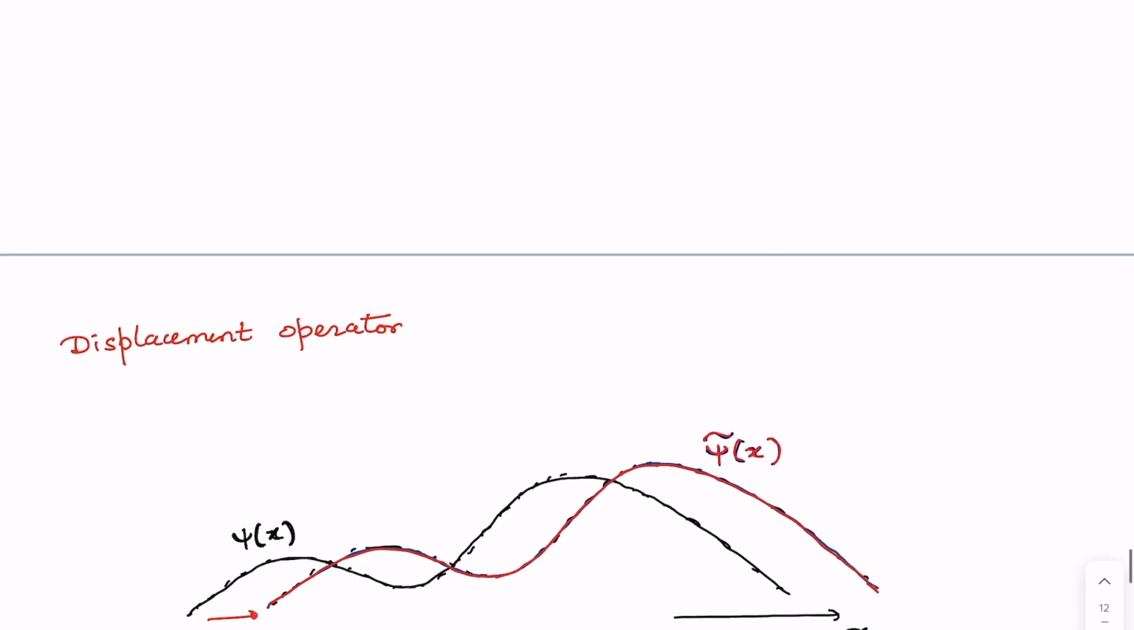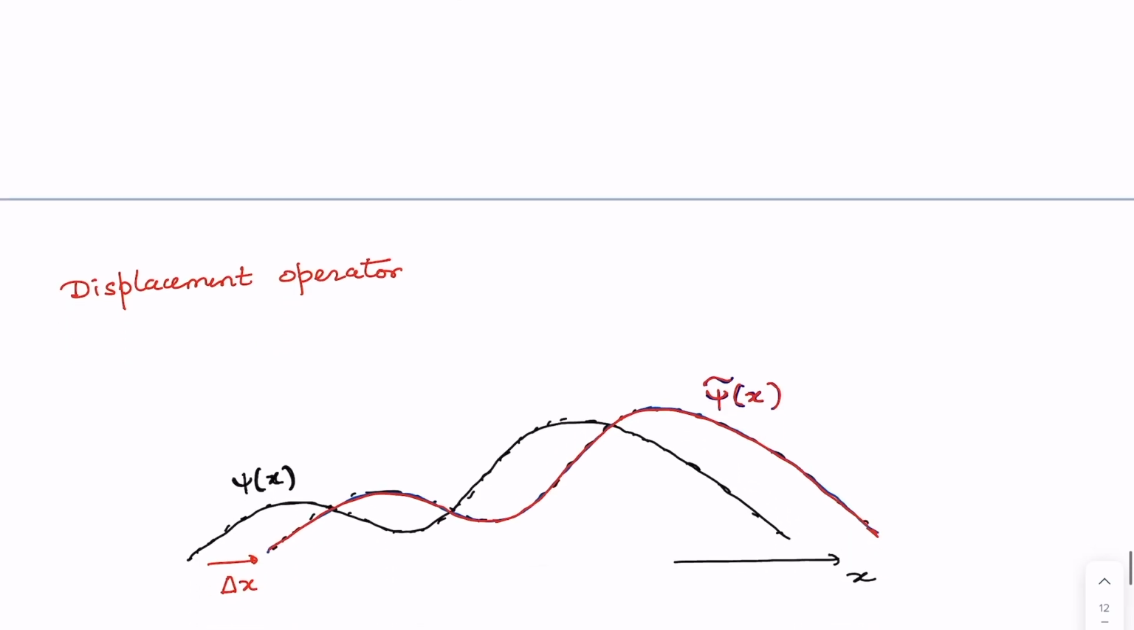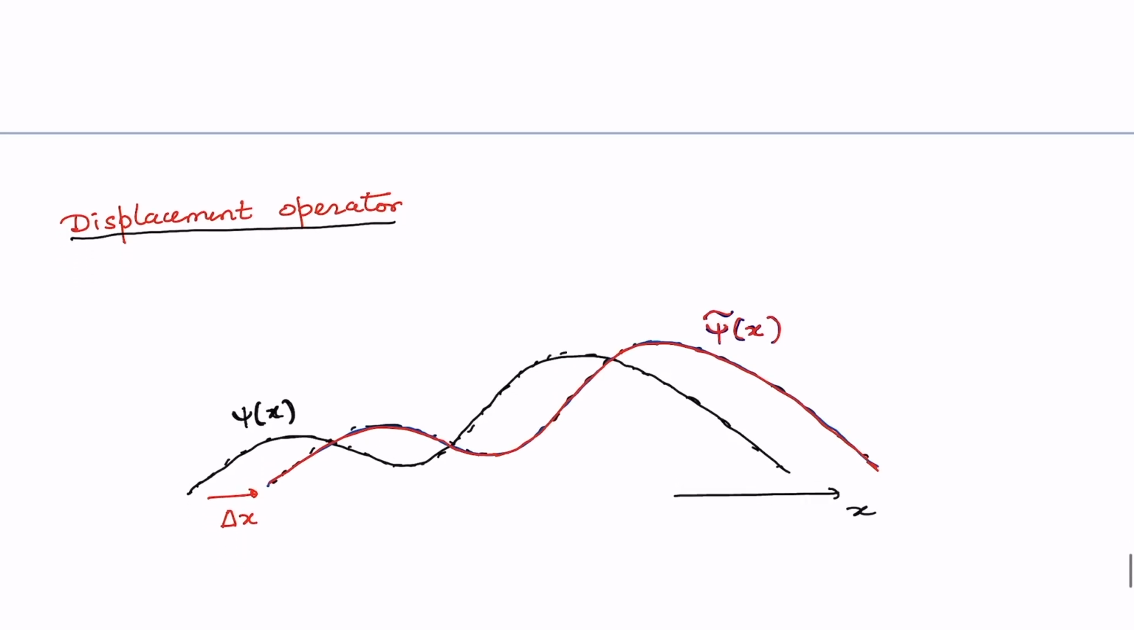Now, as we have found that the coherent state is nothing but a displaced vacuum state, and the vacuum state, as you know, is also known as the ground state, the coherent state is nothing but a displaced vacuum or ground state. So let's discuss the so-called displacement operator in this context. Say we have an arbitrary wave function ψ(x), and this wave function is displaced by an amount Δx, resulting in the new wave function ψ̃(x).